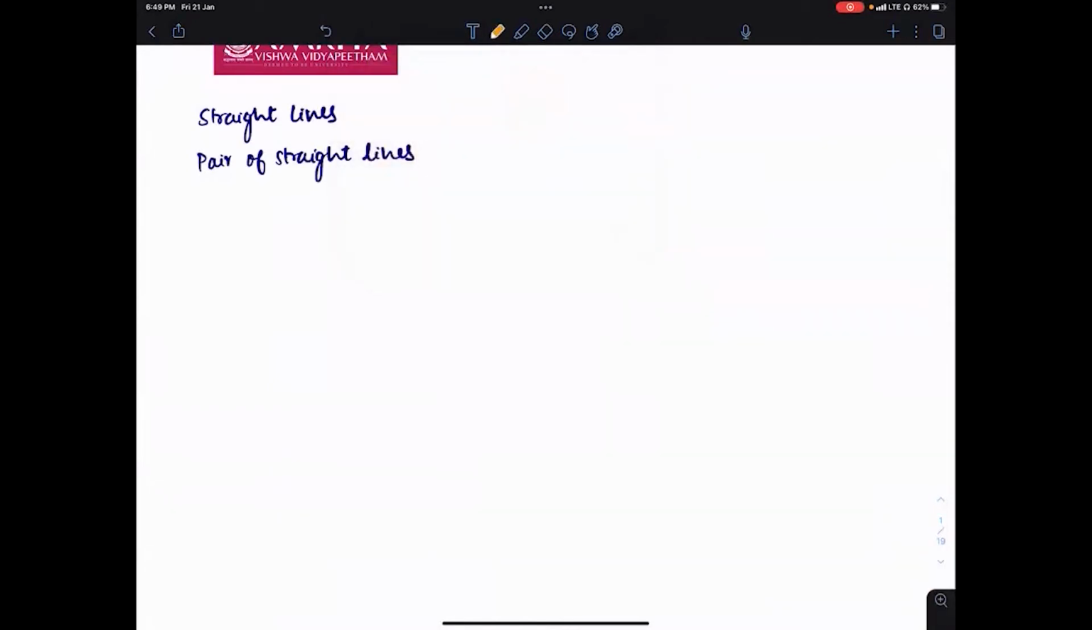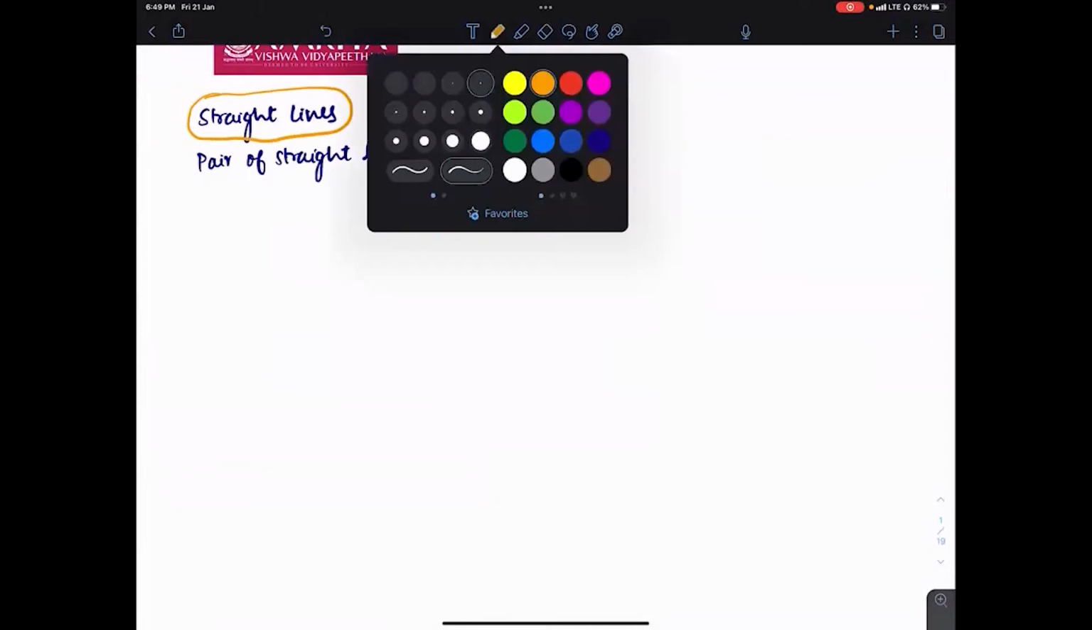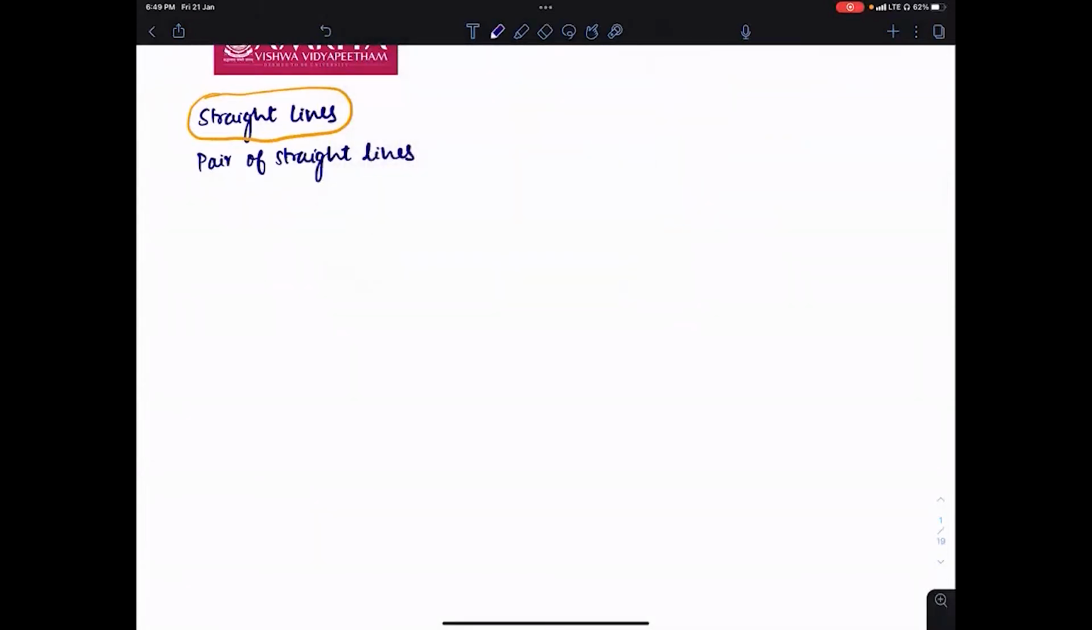Already, these are familiar topics only. Okay, because we use this in circles, parabola, ellipse. Repeatedly, we use it throughout our course. Okay. So, but I will just brush some important formulae in straight lines first. Okay, then we'll see pair of straight lines.